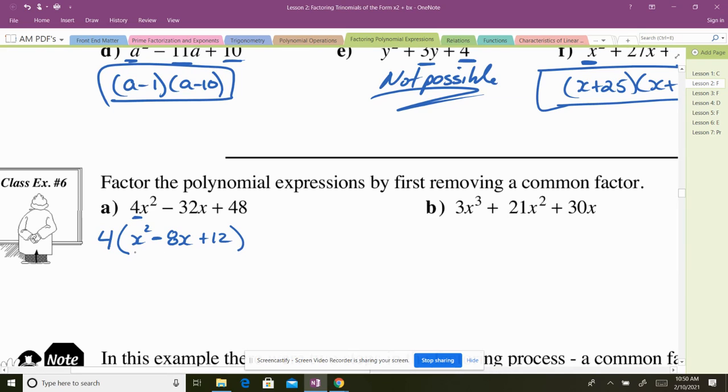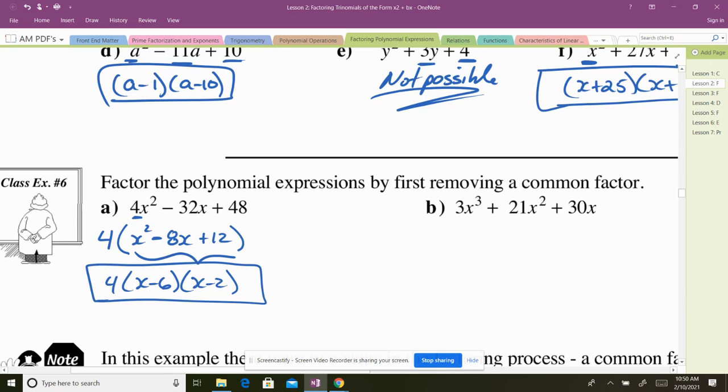Now, look at this bracket. That looks like the ones above it. What multiplies to 12 and adds to negative 8? Go through them. Negative 2 and negative 6, right? So you write x minus 6, x minus 2. And that 4 just sits out in front like that. That is it completely factored.